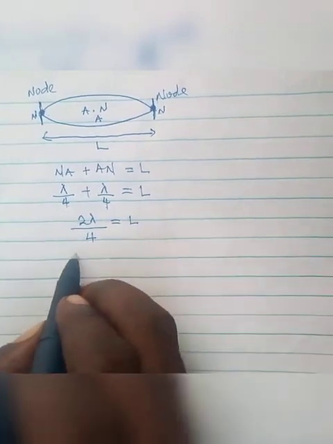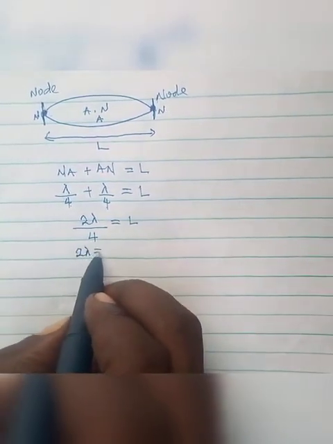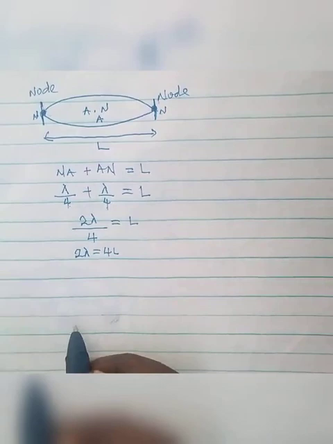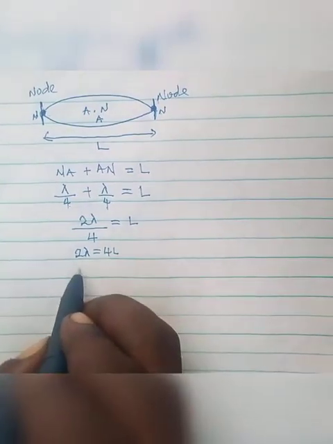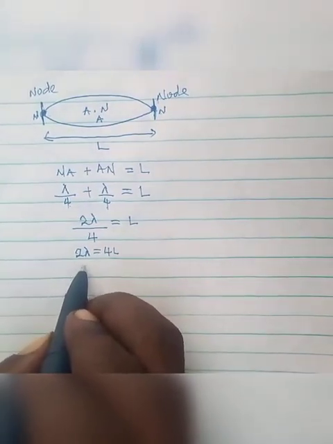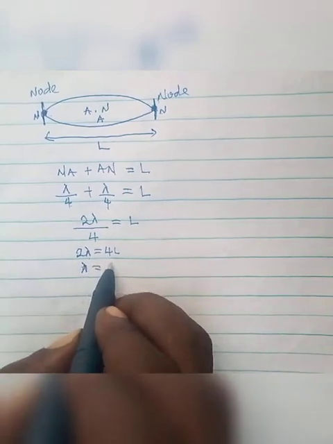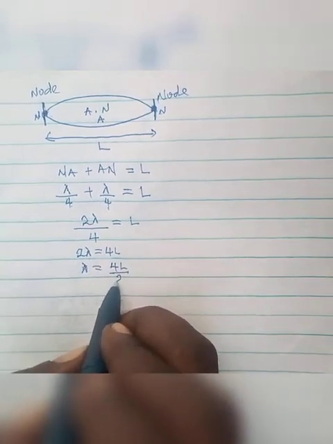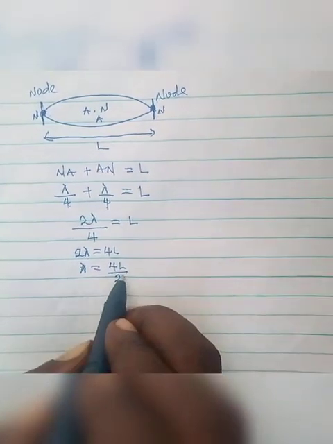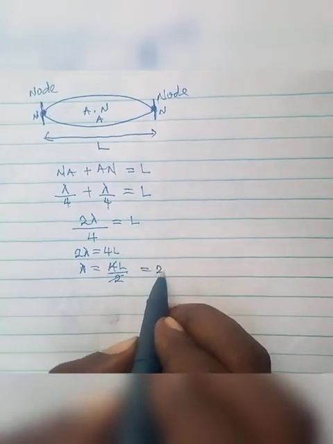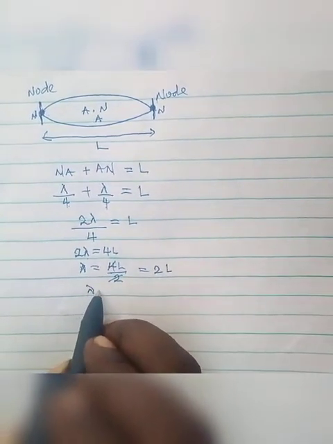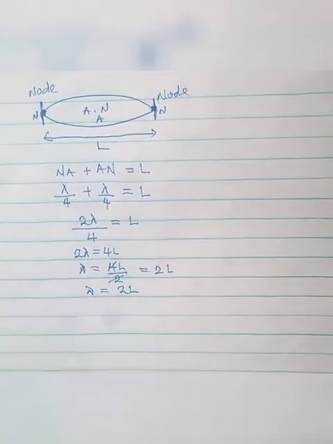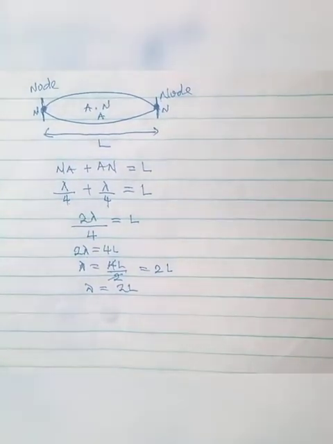I would like to cross multiply. You can see that 2 lambda is equal to 4L. Then let's divide both sides by 2 to get the value of lambda. So you can see that lambda, or wavelength, is equal to 4L divided by 2. Therefore, if you divide 4 by 2, you're going to get 2 of L, which is the wavelength is equal to 2L for the first loop.